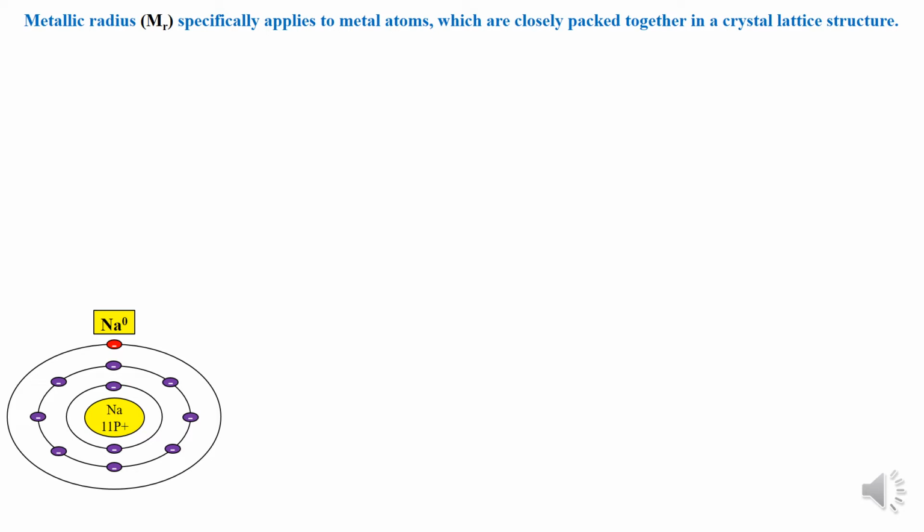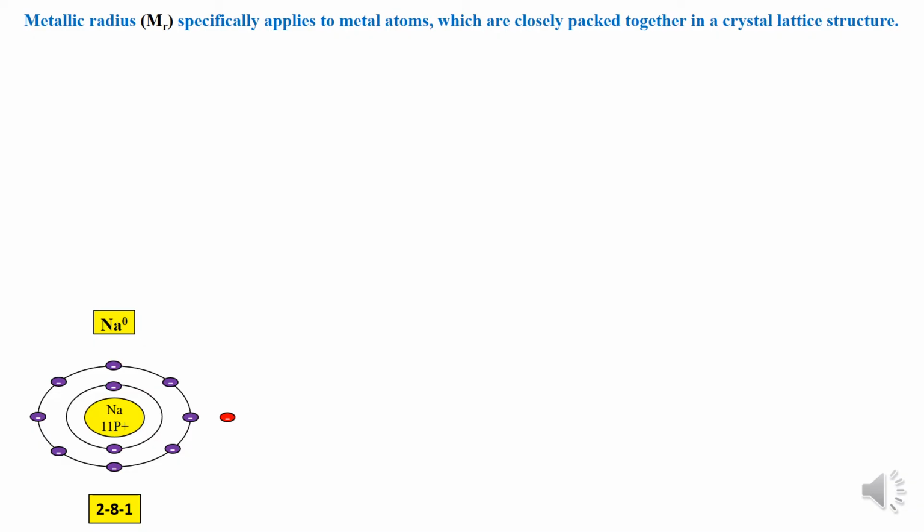A sodium atom has a total of 11 protons in the nucleus, 2 electrons in the first shell, 8 electrons in the second shell, and only one valence electron in the outermost third shell. That is the valence shell. Now the valence electron is loosely held and free to move around.